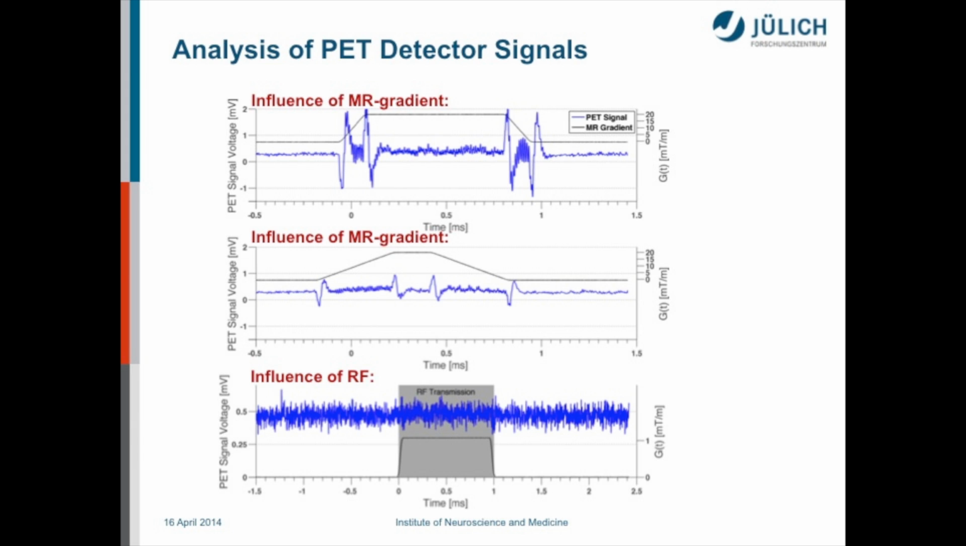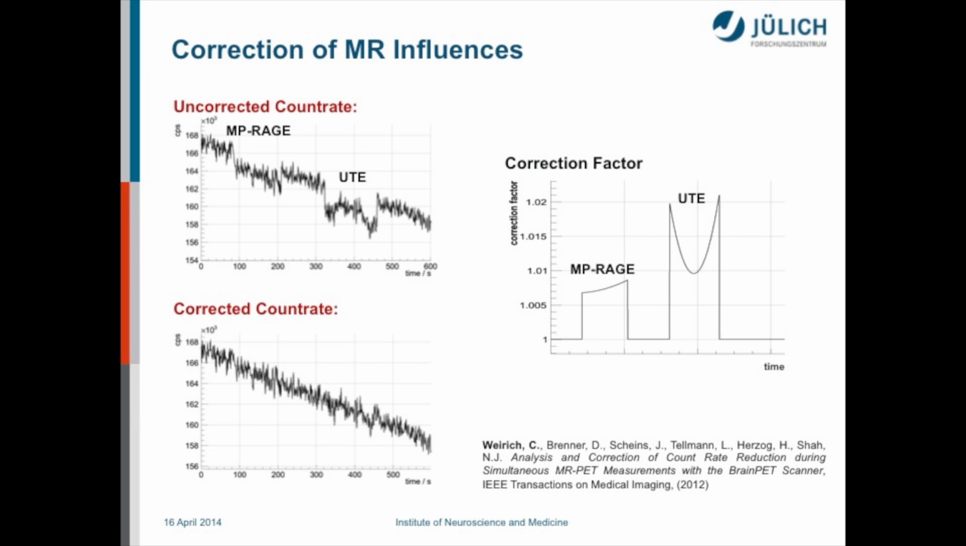And then we examined that in a bit more detail. So there's the gradient ramping up, steady, and then ramping back down. And this is the PET signal. You can see it's actually at the point of the turnarounds that you're getting the worst effects. We investigated that in much more detail, looked at the influence of the RF as well, and that's pretty much under control. And we have to come up with ways of correcting for the count rate drop.